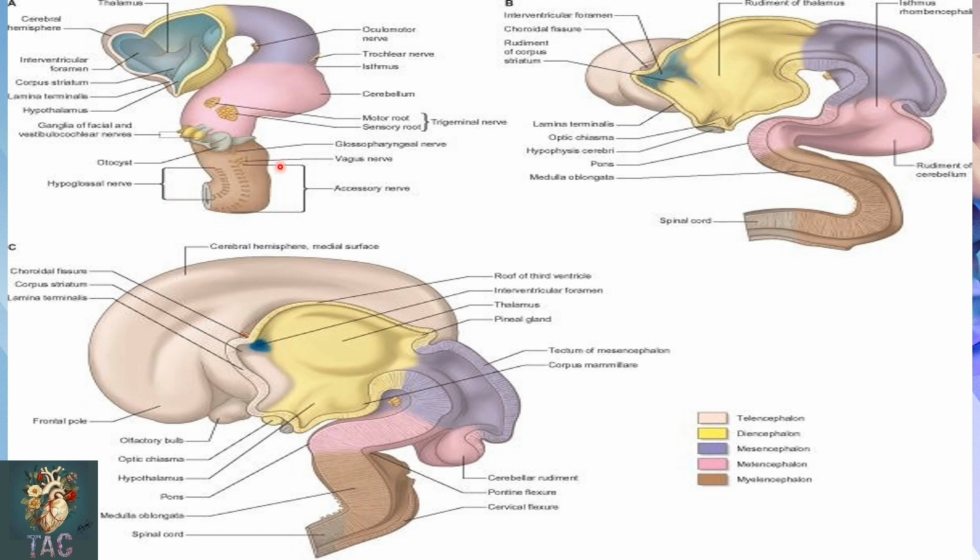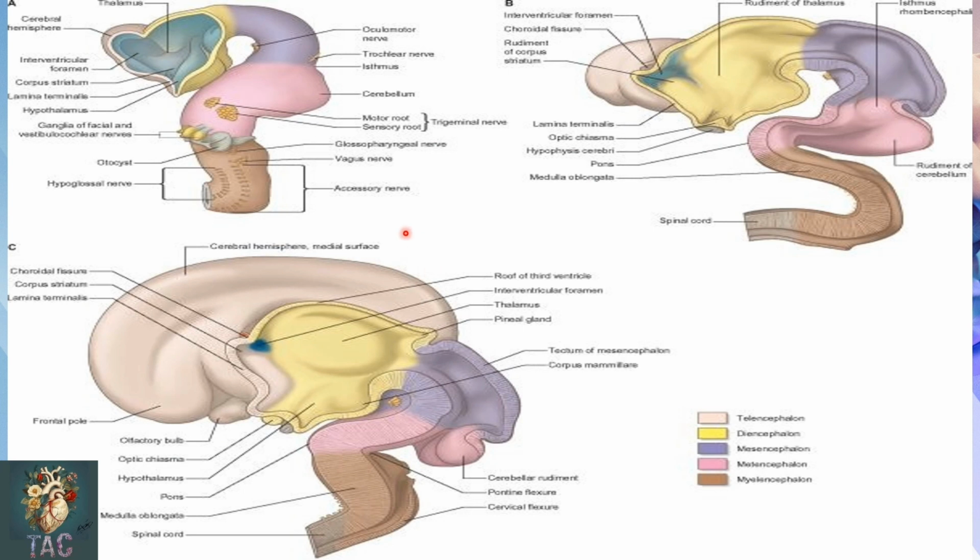Again, all these developmental stages: first you can see here developing thalami, developing hypothalamus. This is the interventricular foramen and lamina terminalis. With further differentiation, you can see the developing corpus striatum, the developing thalamus, the developing hypothalamus. Here will be developing epithalamus, and here you can see optic chiasma and hypophysis cerebri.